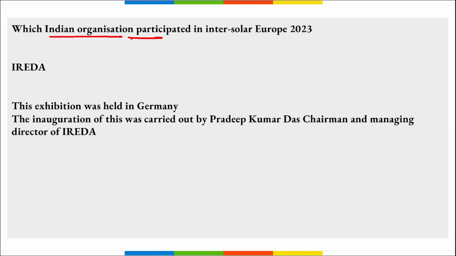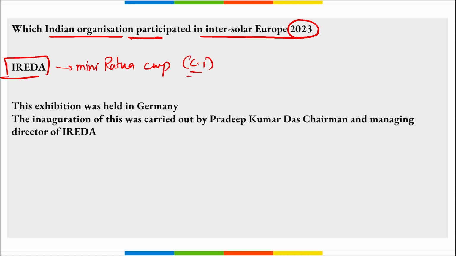Next, which Indian organization participated in Intersolar Europe 2023? It is IREDA, that is Indian Renewable Energy Development Agency Limited. This is a Mini Ratna company of Category 1, and they have recently participated in the 3-day Intersolar Europe. This was an exhibition, not exercise. And where was this held? This was held in Munich, Germany. So this Intersolar Europe is an exhibition held in Munich, Germany.